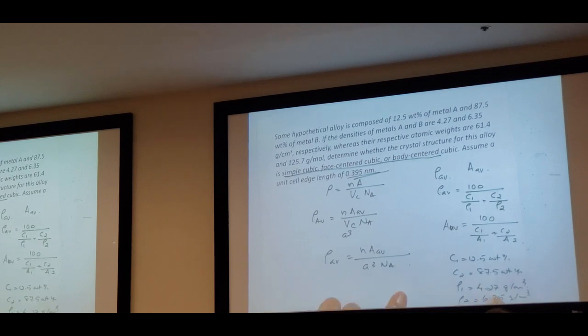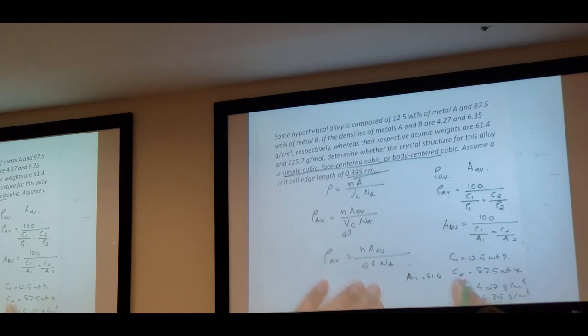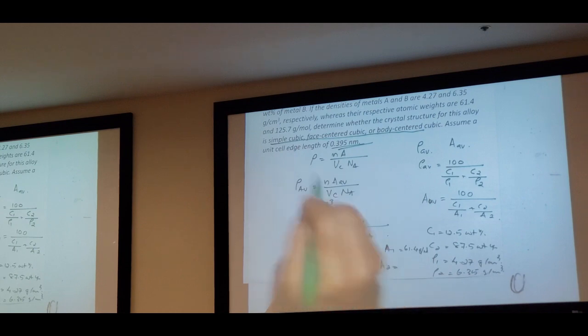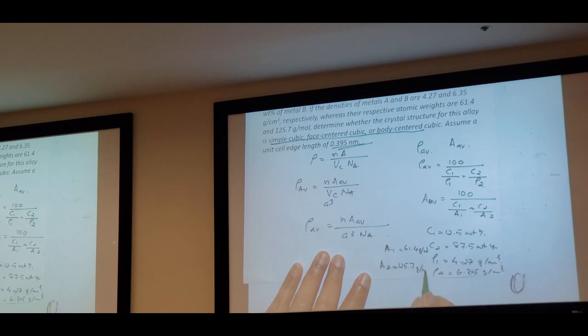Atomic weights: A1 is equal to 61.4 grams per mole, and A2 is 125.7 grams per mole.